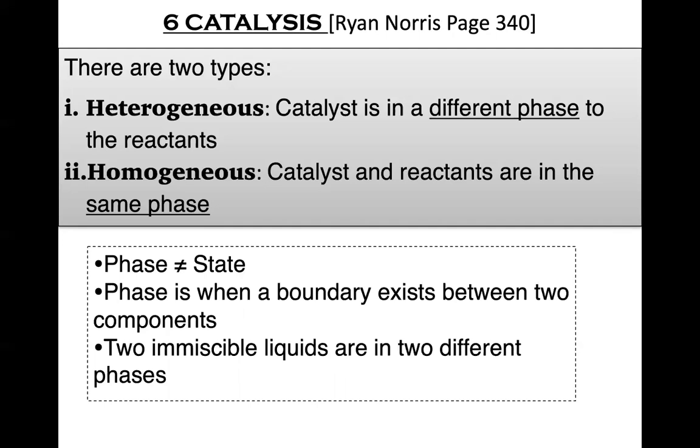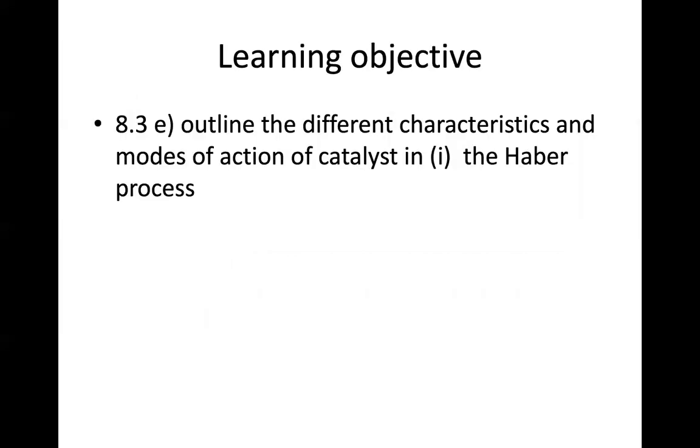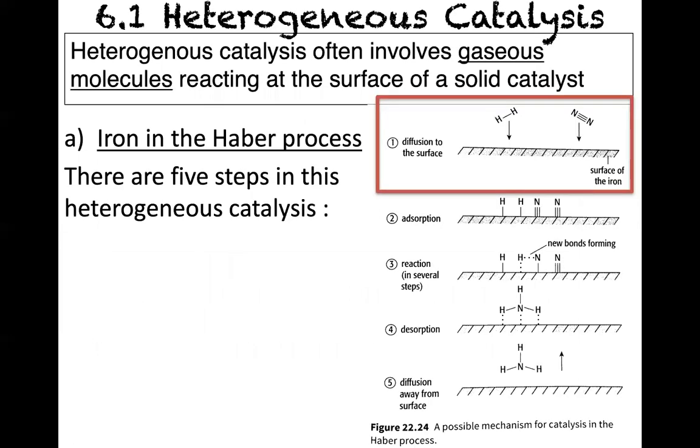So just remember, if your catalyst mixes with your reactants, it's homogeneous. If your catalyst does not mix with your reactant, it's heterogeneous. We're going to look at the heterogeneous catalyst first. The famous example is the Haber process, where you have nitrogen gas reacting with hydrogen gas in the presence of an iron catalyst. So your reactants are gas, your catalyst is a solid. So heterogeneous catalysis often involves gaseous molecules reacting at the surface of a solid catalyst.